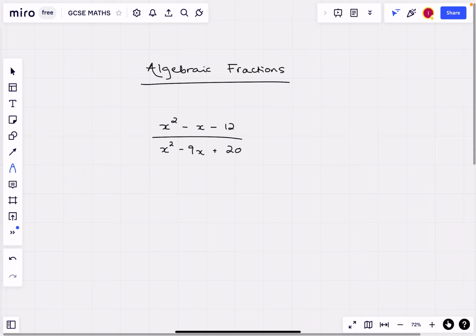Algebraic fractions. Now, it's pretty straightforward, provided you have done and practiced quadratic equations. So if you haven't already, I would highly recommend you watch the video on quadratic equations first. That being said, if you feel like you're comfortable with it, here's what I want you to do. With the fraction that I've got on the board, I want you to factorize into double brackets both the numerator and the denominator. So give that a go for me, please.